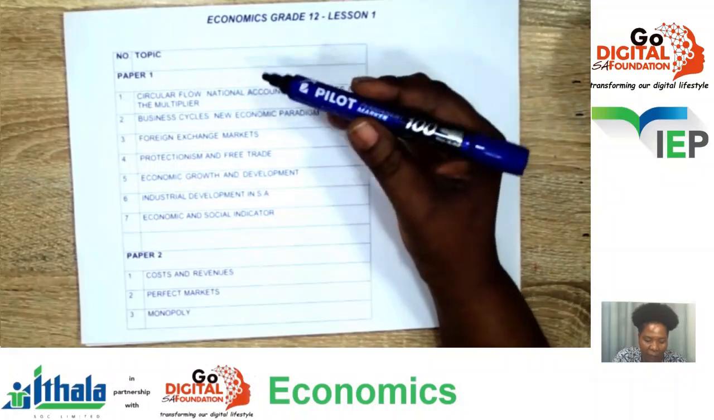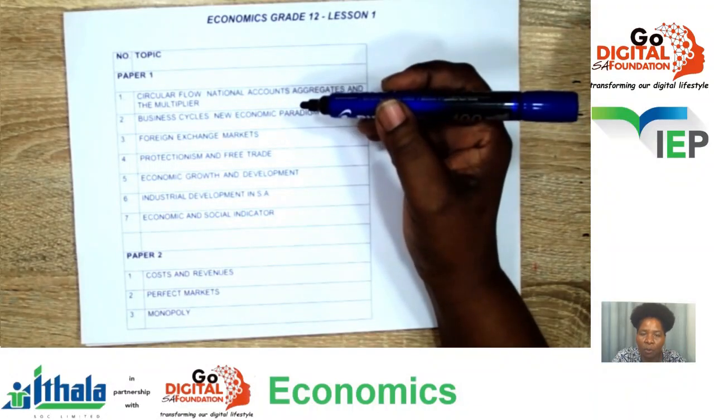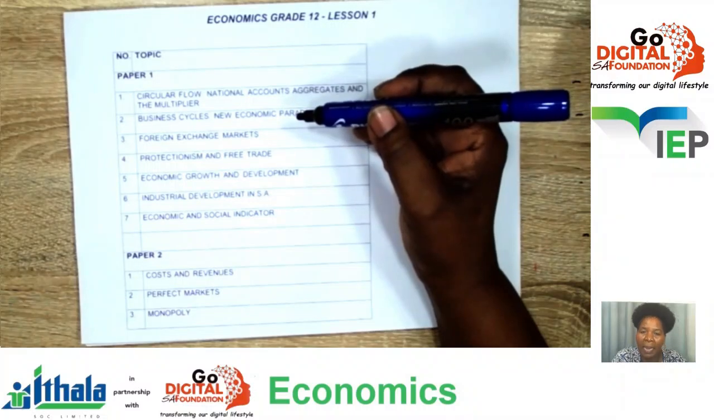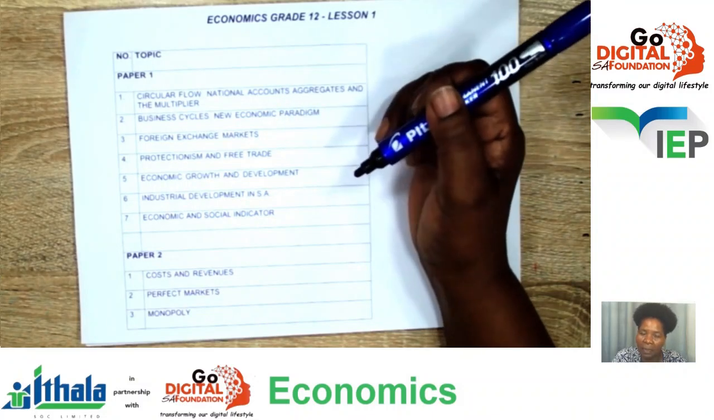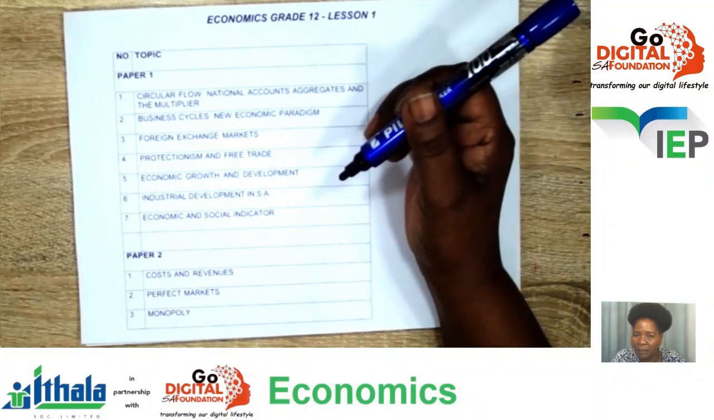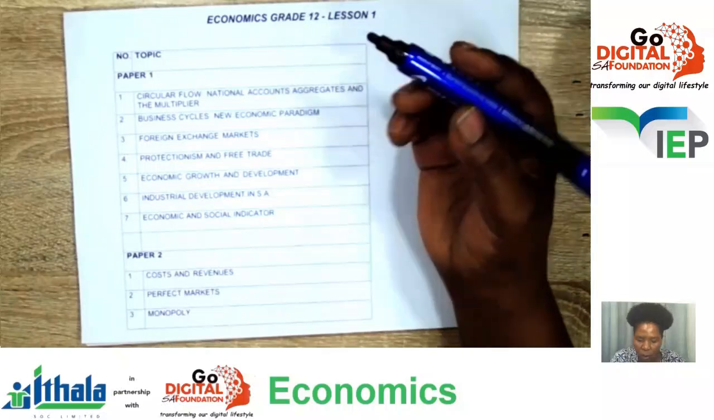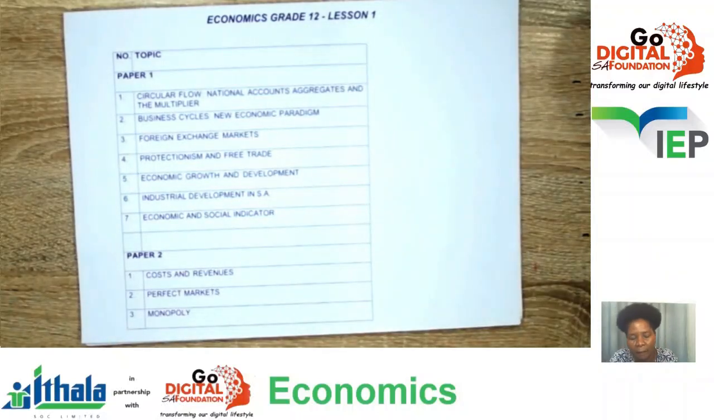We'll talk about that. The second one is business cycles, where you're going to get your new economic paradigm and the features underpinning the economic business cycle. Then the third one is the foreign exchange markets, where we have to talk about our balance of payment and being able to calculate and understand how we do our exchange. Fifth one is economic growth and development. Then the industrial development in South Africa, and we know why it is done. Then the last one for paper 1, it's economic and social indicators.